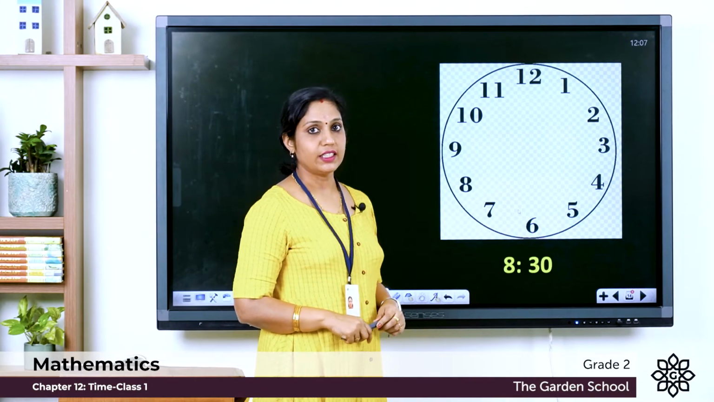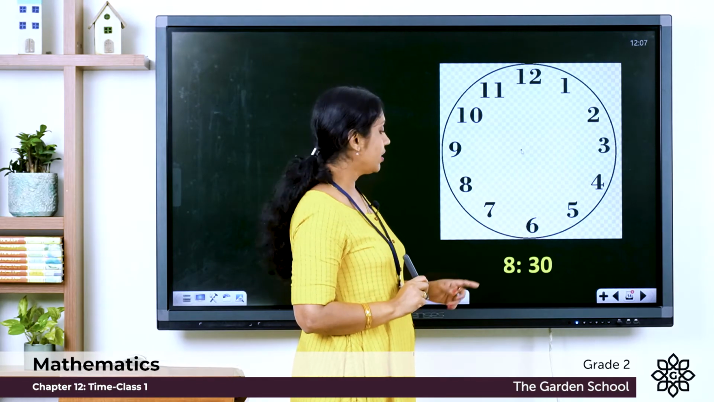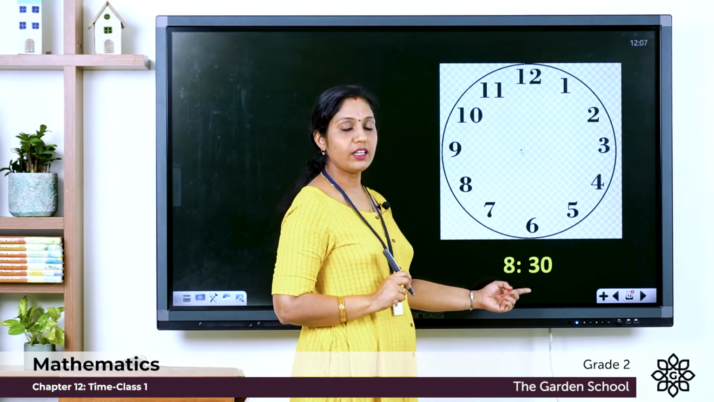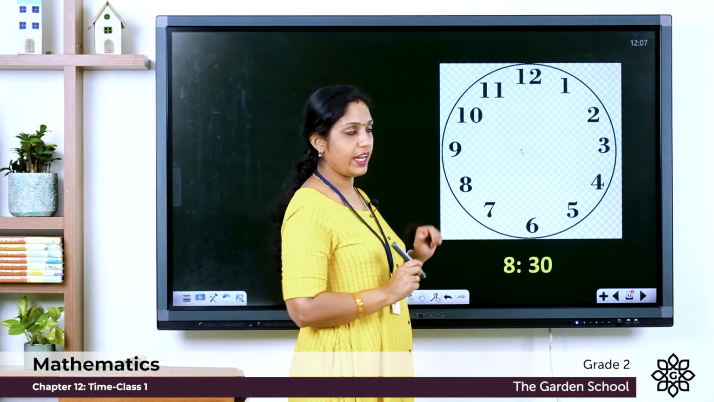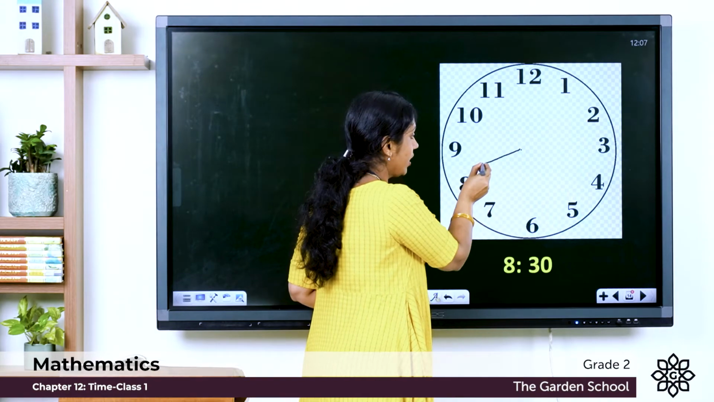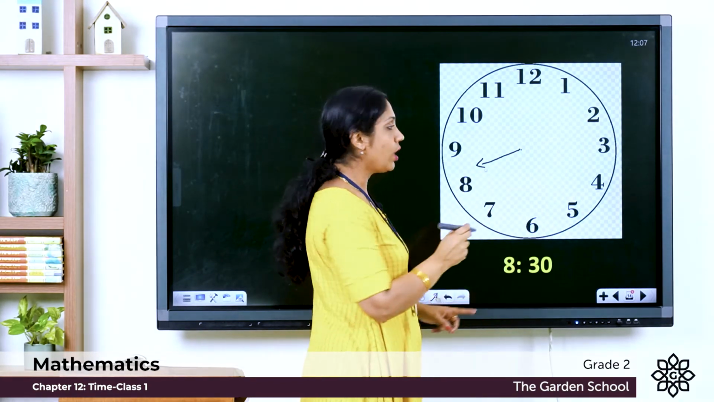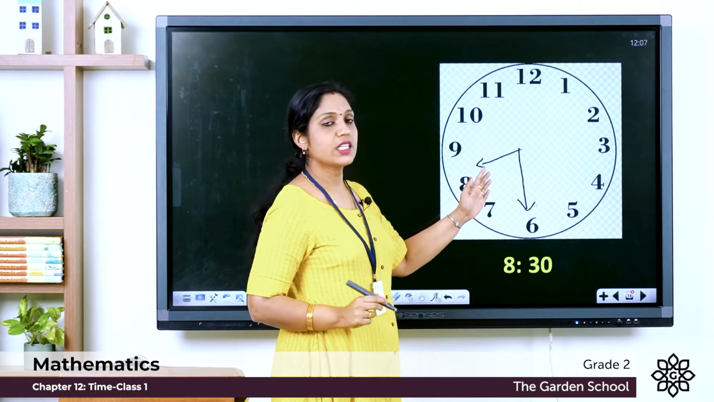Let's draw 8:30. First, let's find the center of this clock, and the hour is 8. But when it is 8:30, we have to draw the hour hand in between 8 and 9. So let's draw the hour hand in between 8 and 9, and since it's 8:30, the minutes hand should be on 6. So now we can say that this clock shows 8:30.